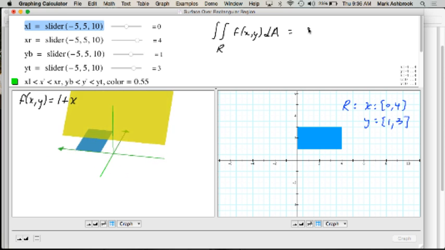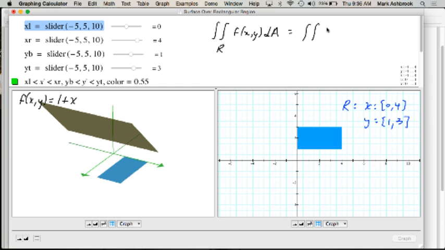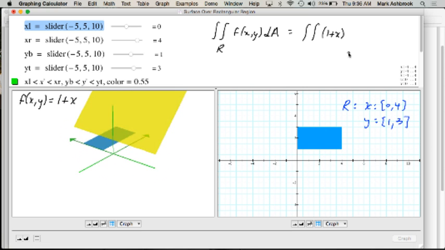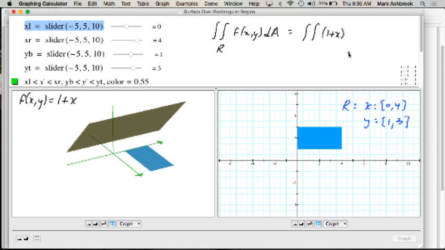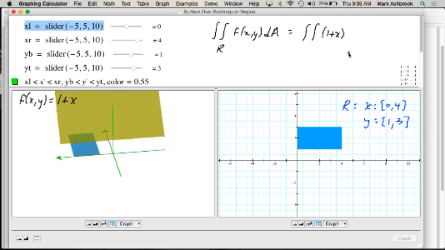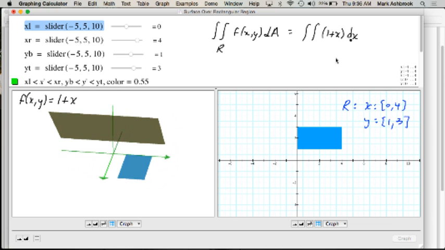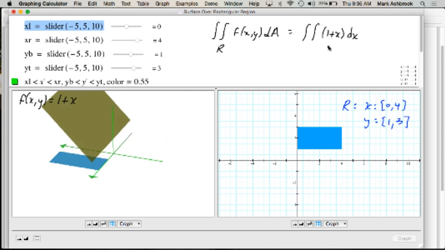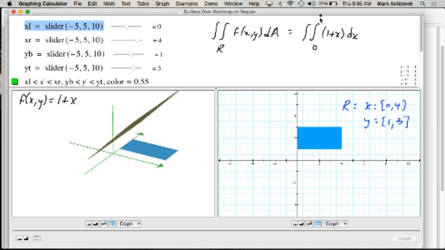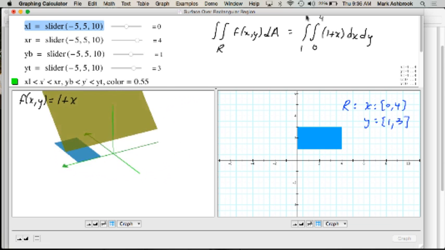Okay, and so then we can substitute everything in. So what is our function? 1 plus x. And with these rectangular regions, everything's interchangeable. You can do x first or y first. It doesn't matter. So we'll just do x first, right? So dx, and if we're doing dx, then x goes from 0 to 4. And dy from 1 to 3.